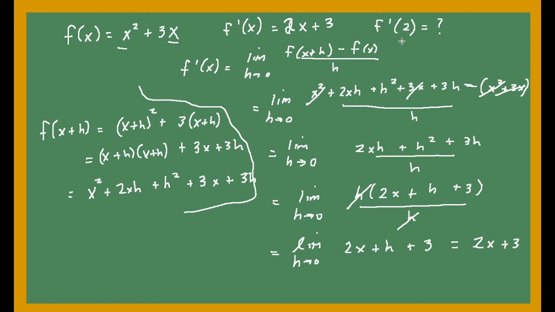Then I asked you, what's f prime of 2, or what's the value of this derivative at 2? And this is really easy once you know the derivative. You can just say f prime of 2 is what happens when you plug 2 into your derivative. So we'll get 2 times 2 plus 3, which will give us 7. So f prime of 2 is equal to 7, plugging in 2 to this function we found for the derivative.